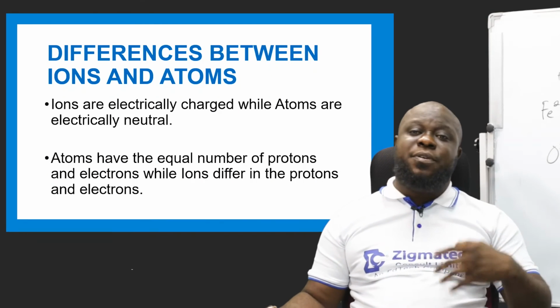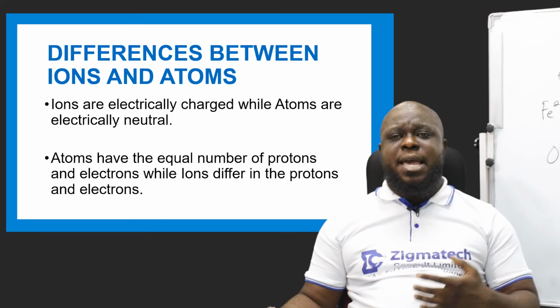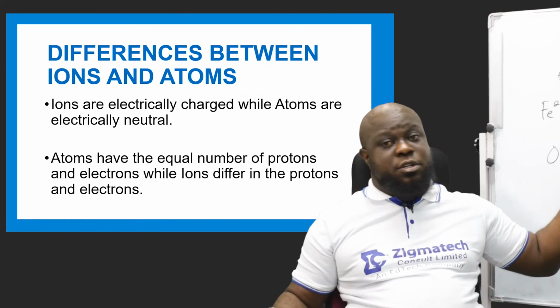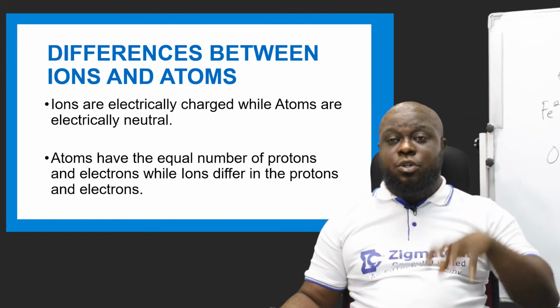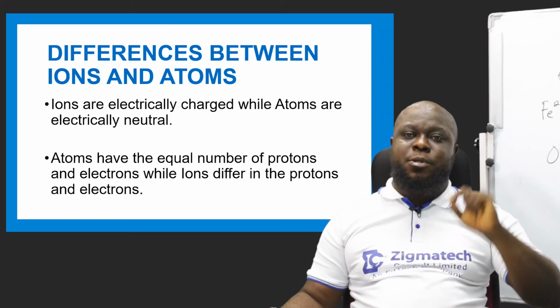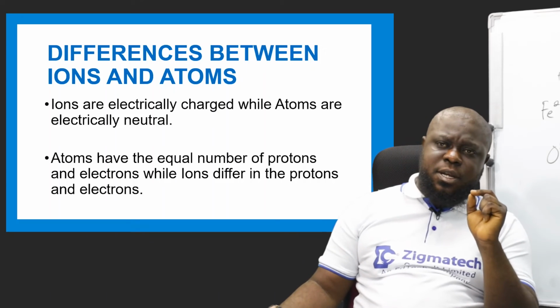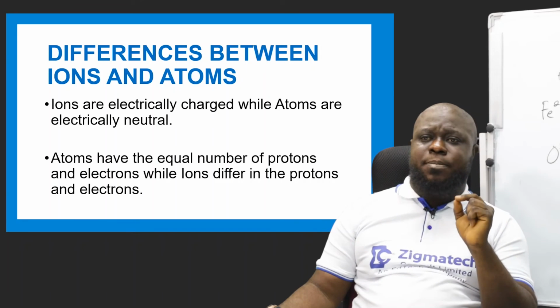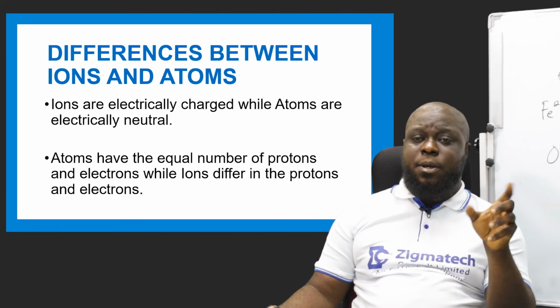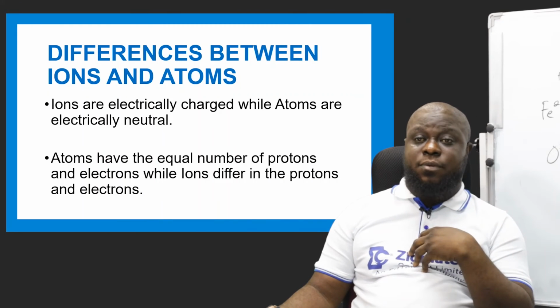Now, one of the most important differences between the ions and the atom is the nucleus, the neutron. The neutron is the main difference between the ion and the atoms. That is the number one difference between both of them. The atoms have the neutron, while the ions do not have the neutron.